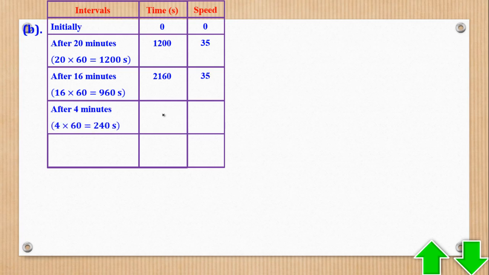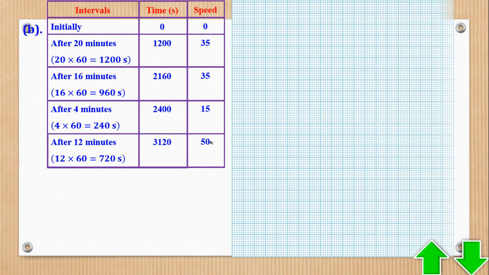Then after 4 minutes, which is that, the time there will be this plus that to give you this. The speed was reduced to 15. And after 12 minutes, this plus this will give us what to put here. The speed was increased to 50 until they reached. So this is an interpretation, but it is good because it will help us draw our graphical representation easily. So let's get a graph paper and get started. First is to draw the axes, horizontal and vertical. Then get a good scale for the horizontal.